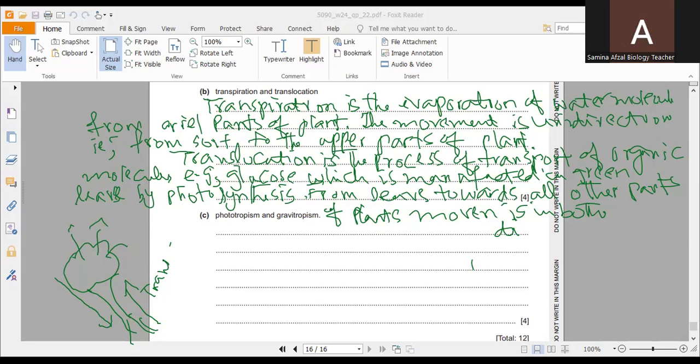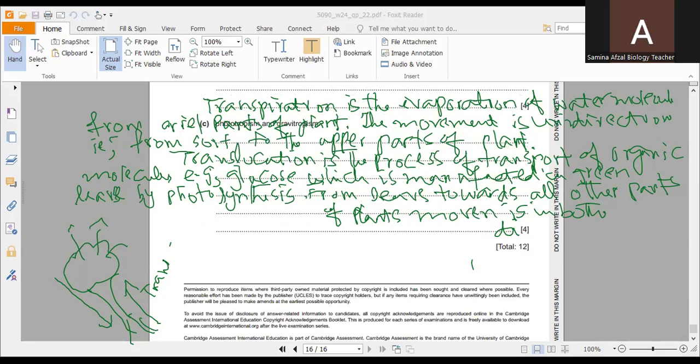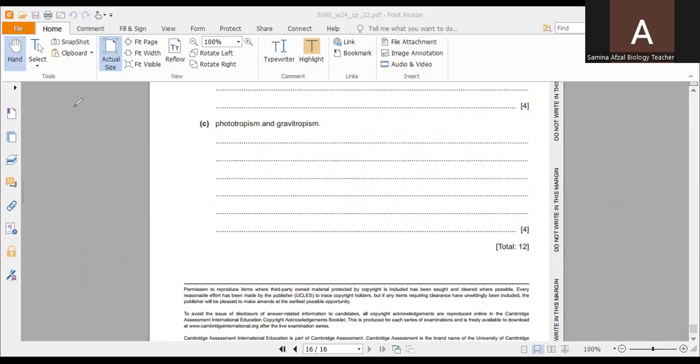Now, the next question is phototropism and geotropism. We are moving towards that next question. Actually, these are types of movements of plants which take place as a result of light and the gravity of the earth. First of all, phototropism.